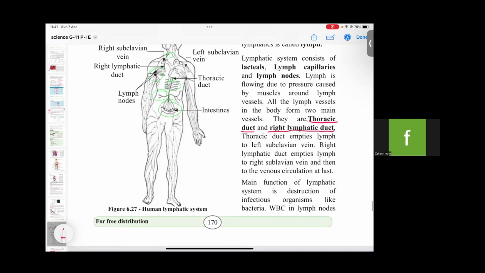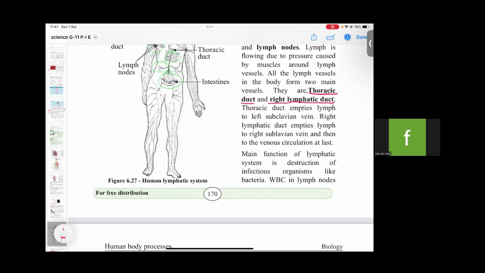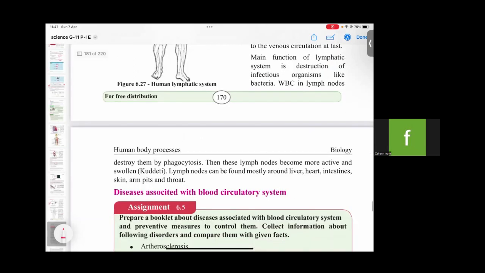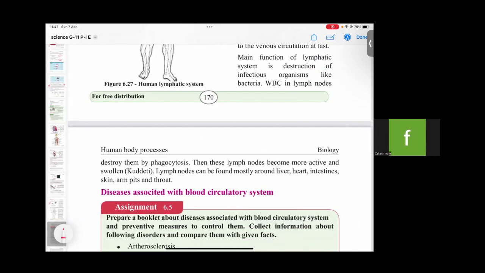The thoracic duct will empty into the left subclavian vein, and the right lymphatic duct empties the lymph into the right subclavian vein, and then it goes into the venous circulation. So what is the main function of the lymphatic system? Whenever there is an infectious organism like bacteria, it will destroy it, because in the lymph nodes we have WBC. This WBC will destroy everything by phagocytosis inside the tissue fluid, not inside the blood.